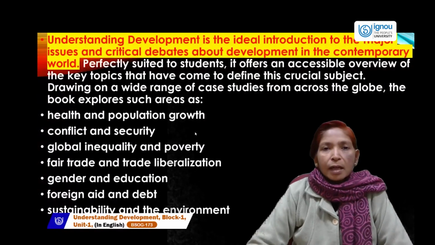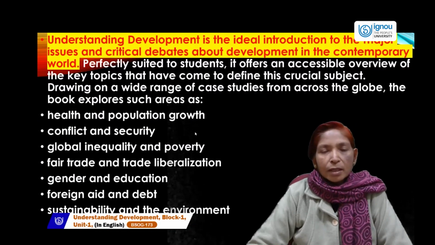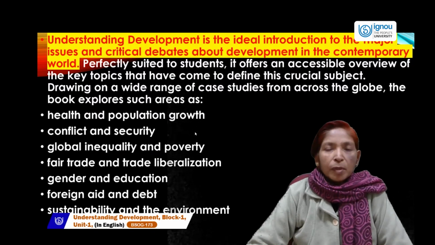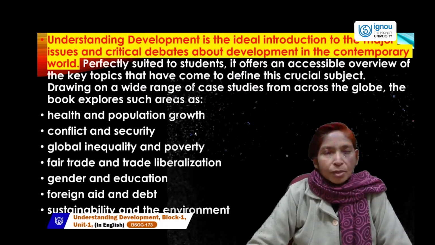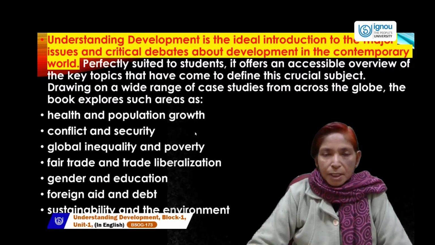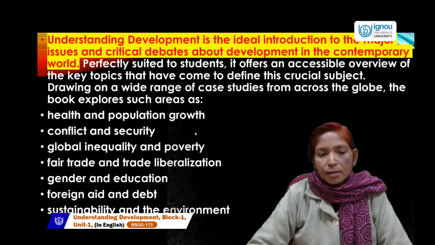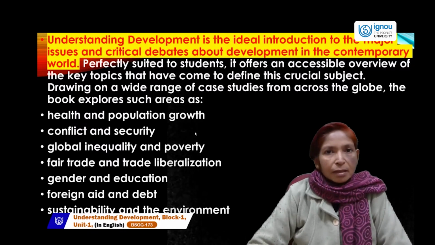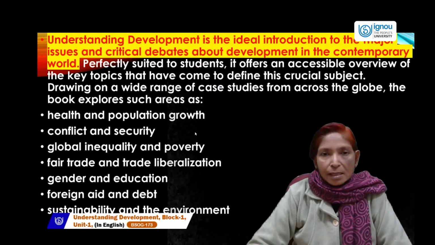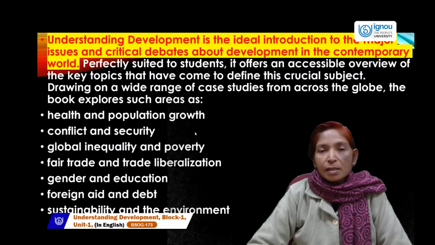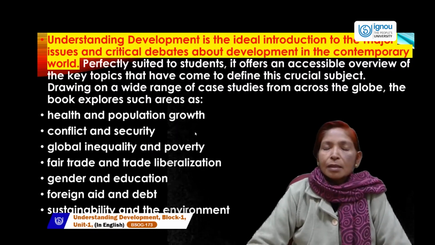If in each and every country health and medical facilities are available, population is growing at a lower rate, there is no conflict, all people are living in a secure world, and no inequality exists in a country, and there is reduction in poverty, no hunger, no starvation, more employment opportunities, a fair trade policy, and trade is liberalized, if there is no discrimination between male and female, educational facilities are widely available, foreign aid is received by the country, the debt burden is less, and the environment is protected, and development is sustainable, then it will be called real development.